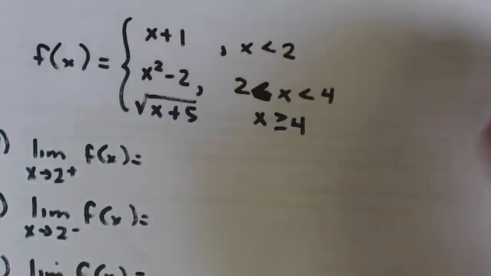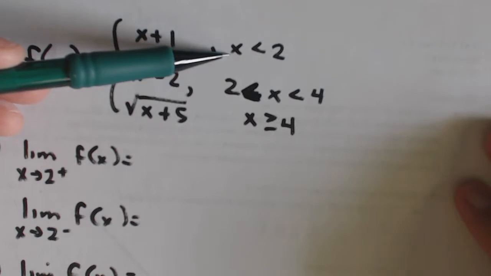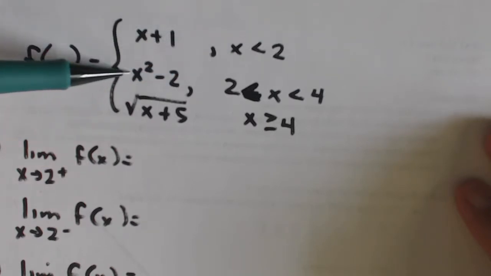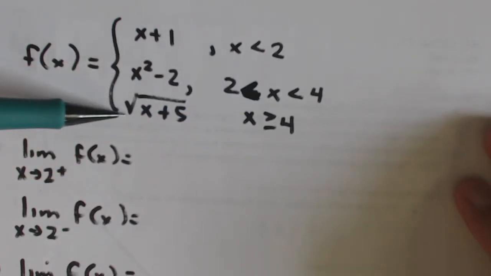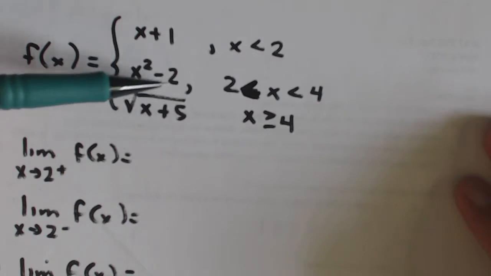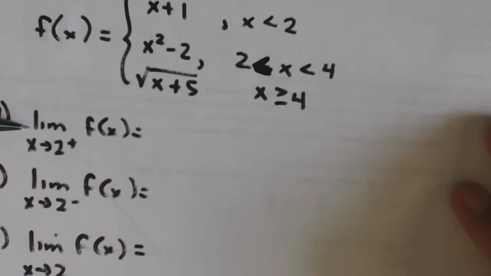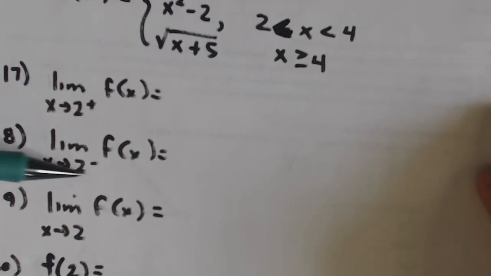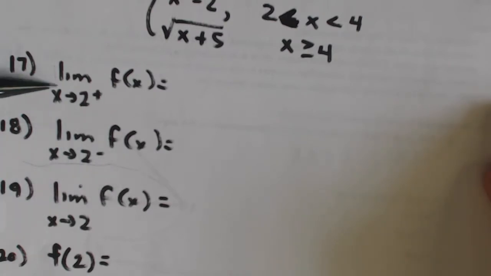Alright, so the last example is a piecewise function, and it says that the function is behaving like x plus 1 when x is less than 2. It's behaving like a parabola, x squared minus 2, when x is between 2 and 4. It's behaving like a square root function, square root of x plus 5, when x is greater than or equal to 4. Okay, so again, for limits, if I asked you this question, find the limit of the function as x approaches 2, you would have to find the limit as x approaches 2 from the right and as x approaches 2 from the left.